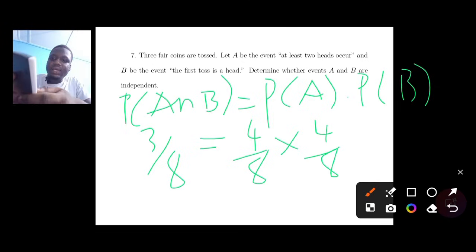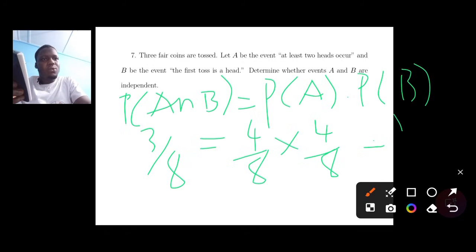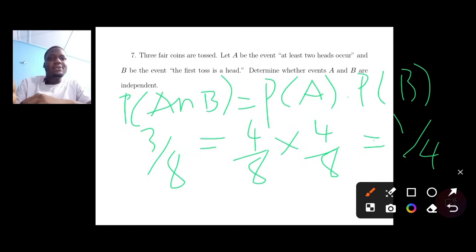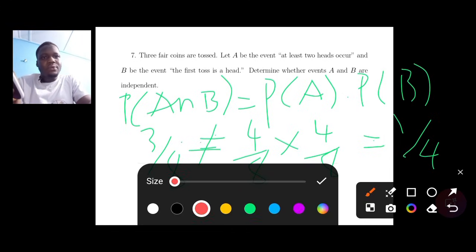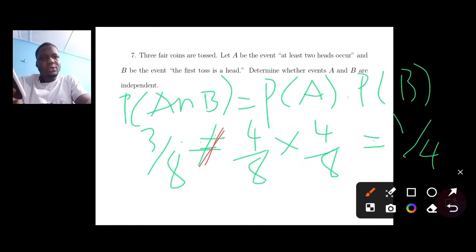You take your calculator and punch 4 over 8 times 4 over 8. You end up getting 1 over 4. And we know that 1 over 4 is not equal to 3 over 8. Hence, they are not independent.